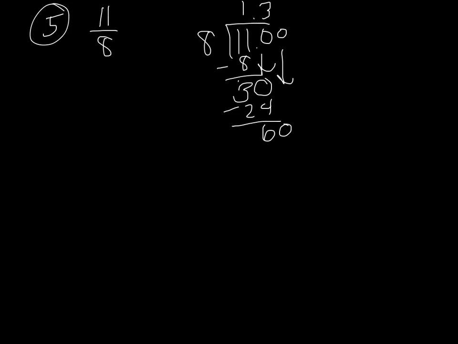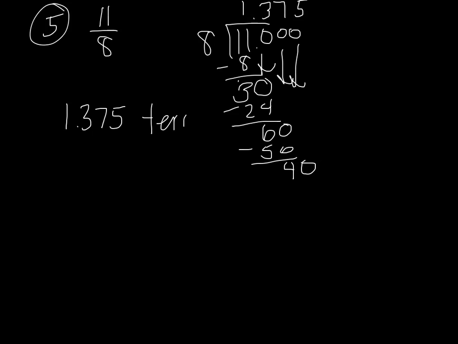60. 8 goes into 60 7 times. Minus 56. 8 goes into 40. 8 goes into 40 5 times. So my answer is 1 and 375 thousandths. This is a terminating decimal.